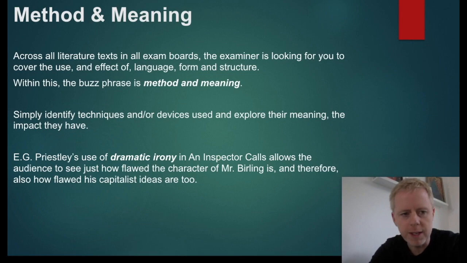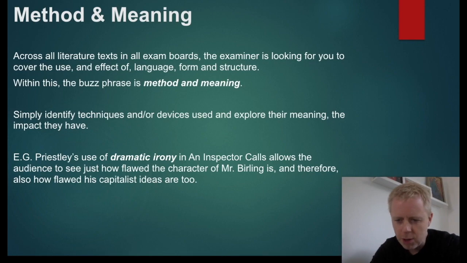Okay, before the specifics, I'm an examiner as well as a teacher. And the key or the buzz phrase from the examiners is method and meaning. So it doesn't matter what exam board you're following, across all the texts, the examiner's looking for you to cover the use and effect of language, form and structure. And within this, the buzz phrase is method and meaning. That's simply identifying techniques and or devices used and exploring their meaning and the impact they have.